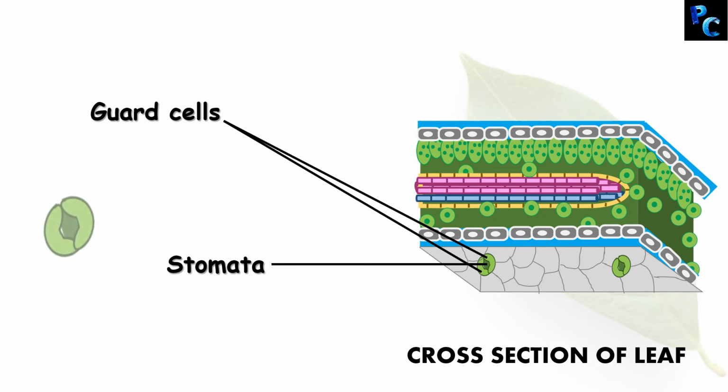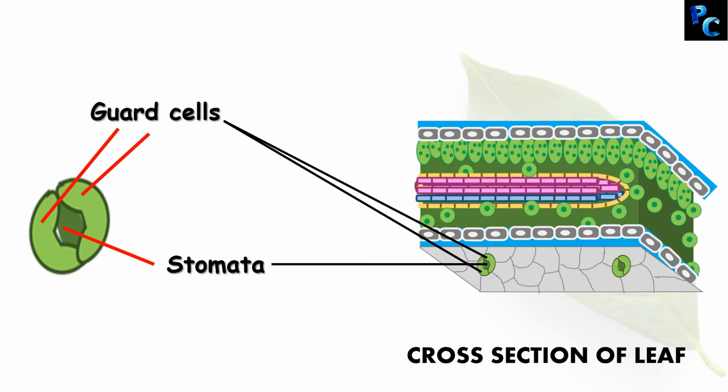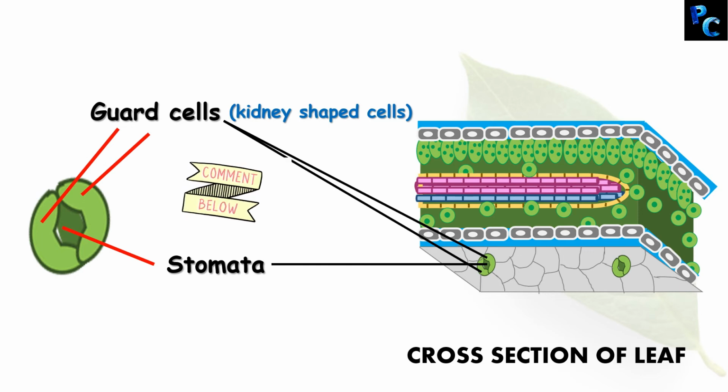If we zoom in, can you see? This is the stomata and these are the guard cells. The guard cells are kidney-shaped cells. Is this part clear, my dear students? Now, I will ask you an interesting question. Can you guess whether the cells of epidermis have chloroplast? And what about the guard cells? Do they have chloroplast? Let me know in the comment. I will tell you the answer at the end of the video.